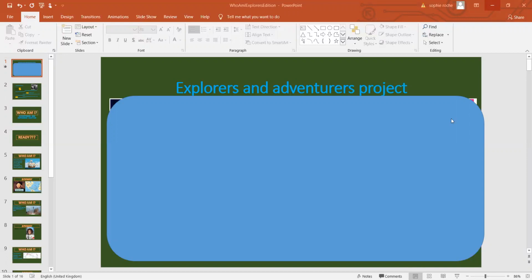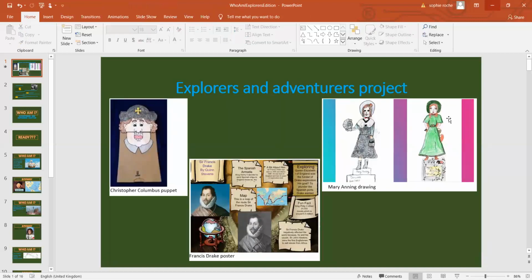Here are some ideas of what people have done creatively to explore a bit more about adventurers and explorers. We have here a Christopher Columbus puppet, a Francis Drake poster, and a drawing of Mary Anning.